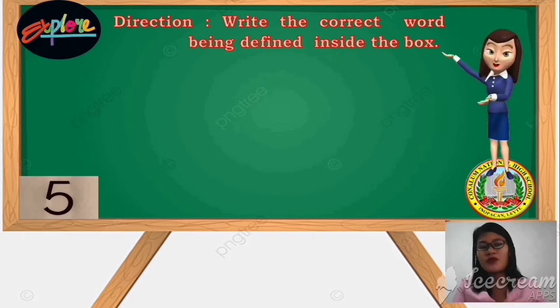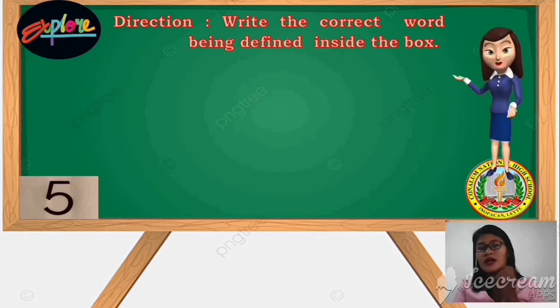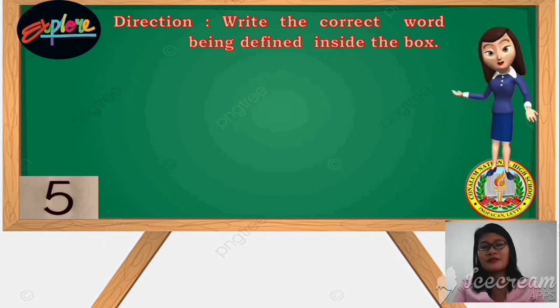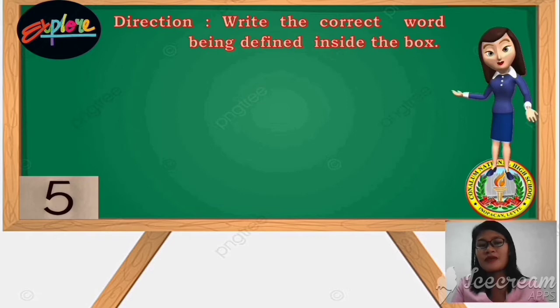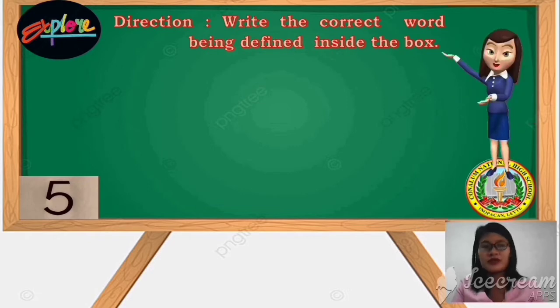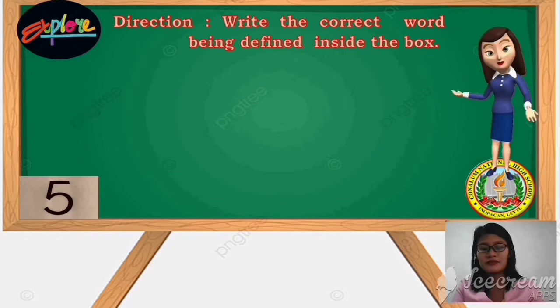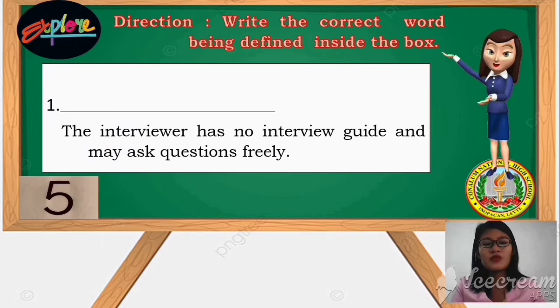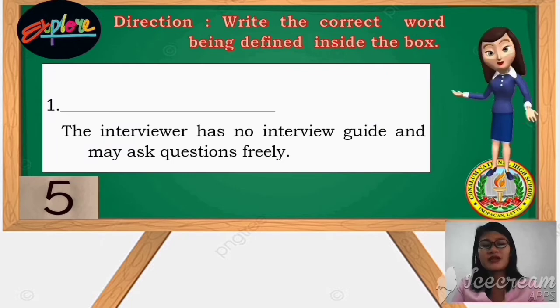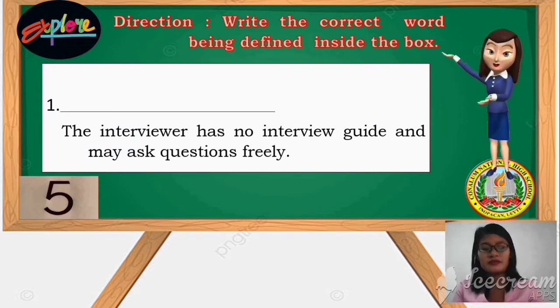Before we discuss the proper discussion, let us have a little test for you, a pre-test. The direction is to write the correct word being defined inside the box. I will present to you the statement, then you have to scan your learning activity sheets to get the correct answer. But I will only give you 5 counts while looking for the correct answer. So the first statement is, the interviewer has no interview guide and may ask questions freely. Your time.